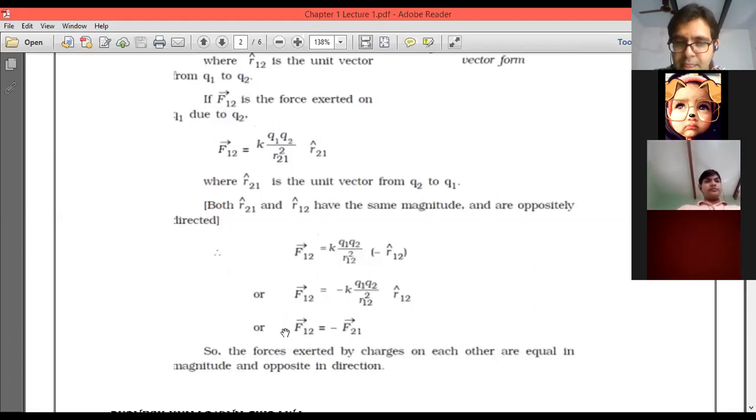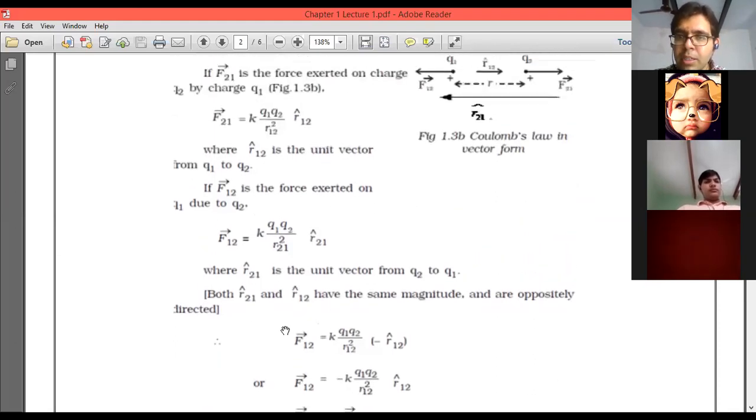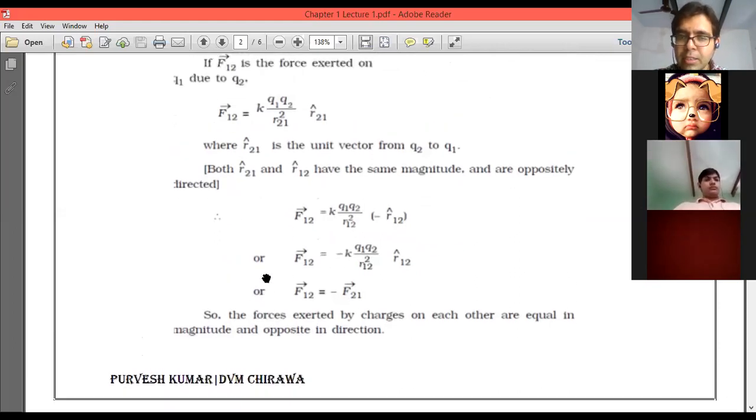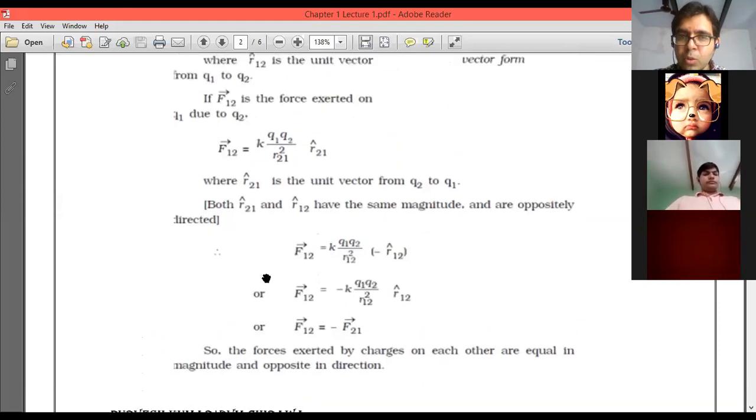And this suggests that Coulomb's law is in accordance with Newton's third law, that is, every action has an equal and opposite reaction. So the force exerted by 1 on charge 2 is equal and opposite to the force exerted by charge 2 on charge 1. This is all about the vector notation of Coulomb's law.